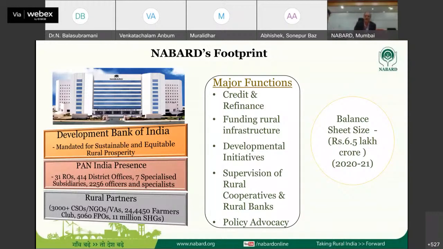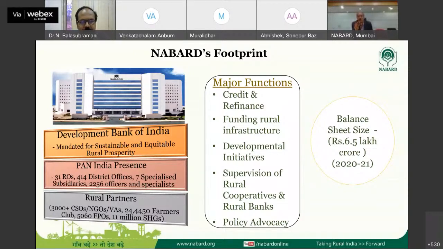So again, the market is there, and we are going to work on it. I'm going to briefly present what exactly we are doing, and how we are financing. We talk about NABARD's footprint, the purpose of development, and the balance sheets. We have a pan-India presence and rural partnership. The most important are POs promoted by NABARD, about 4,500 plus. Plus a Government of India mandate to promote another 4,000 POs, and we have a pan-India presence.